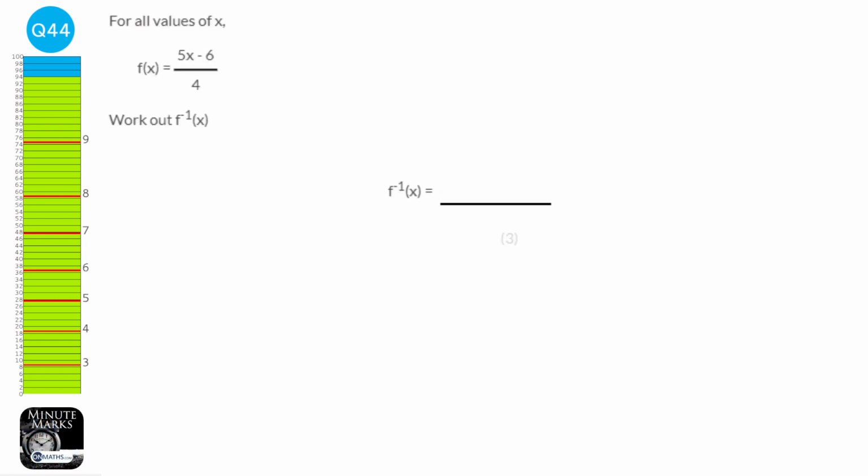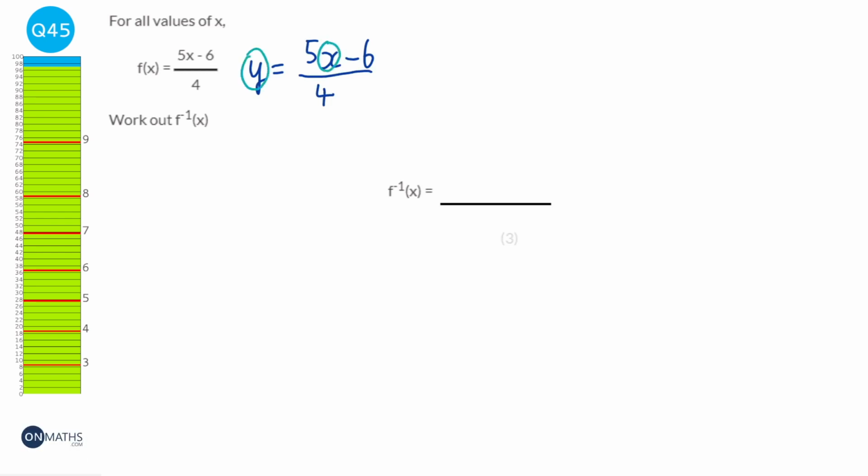To find the inverse, we're going to first of all, instead of writing f of x, replace it with a y. And the trick of finding the inverse is to swap over the x and the y. So we're going to swap them over. I'm just going to do it over to the right hand side over here, so we've got a bit of space.